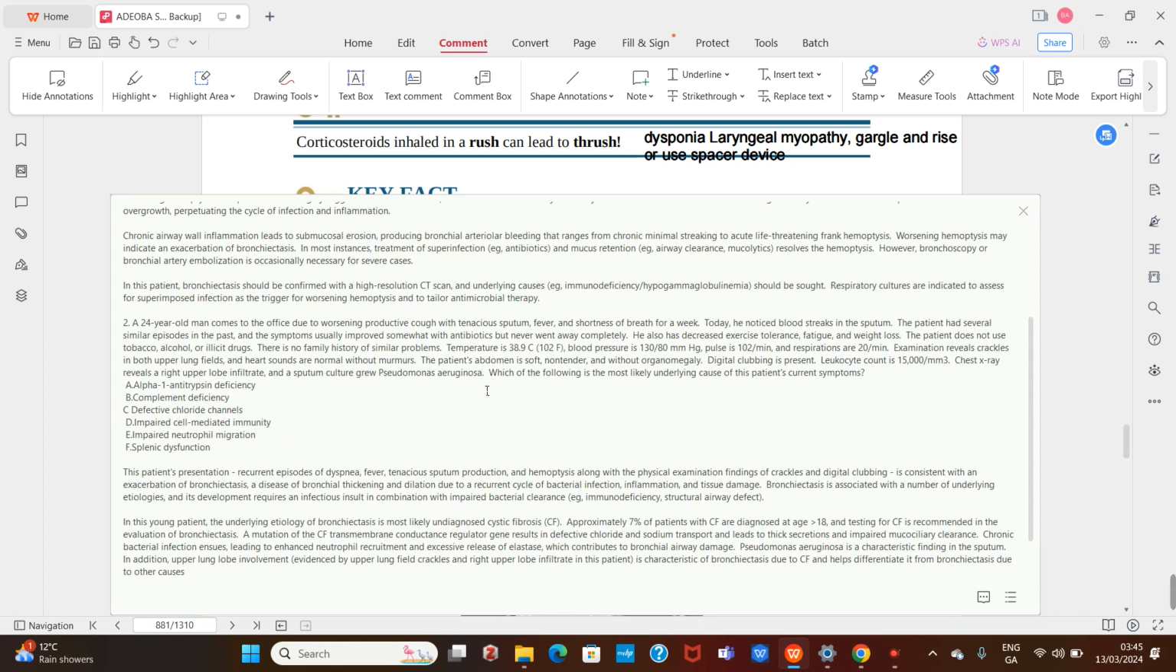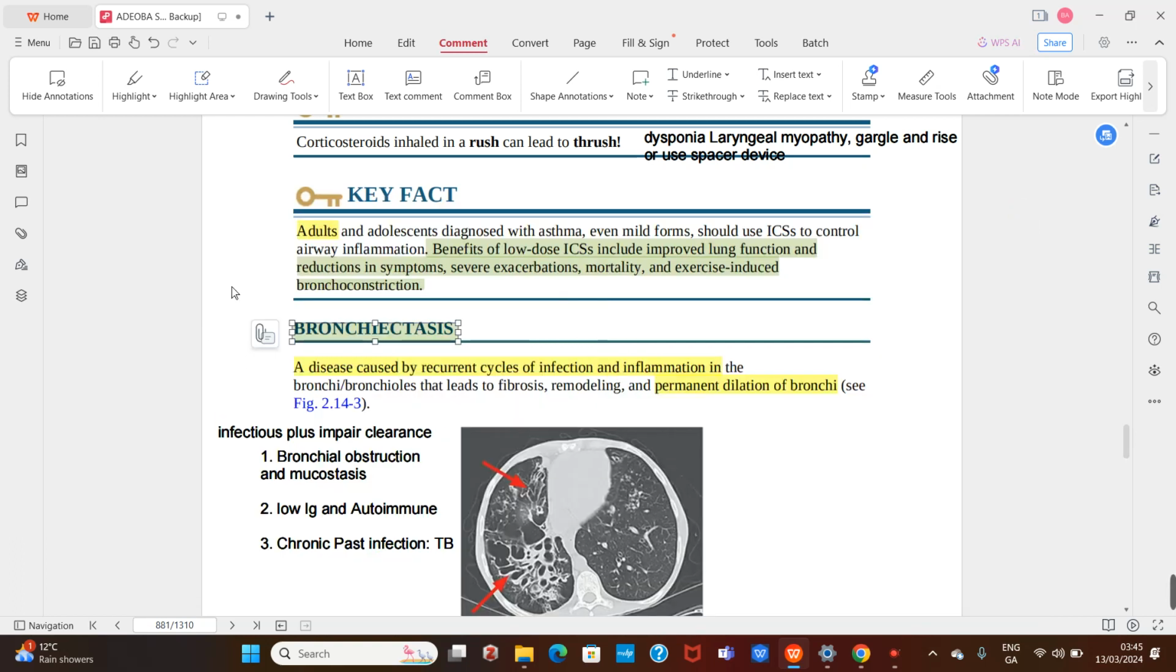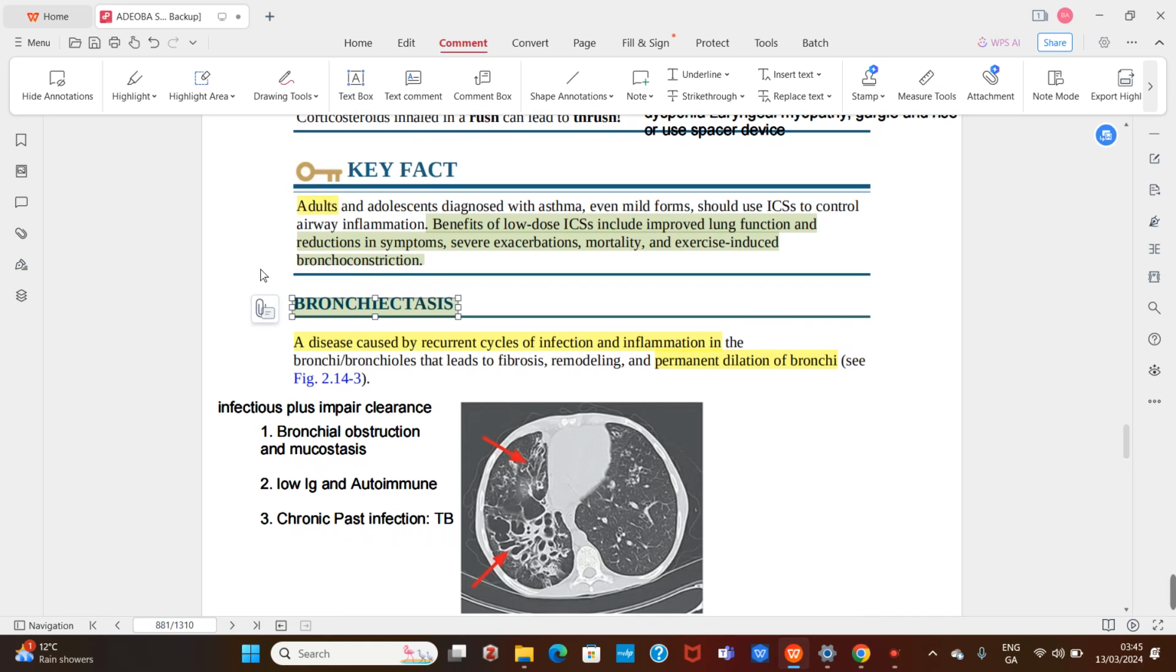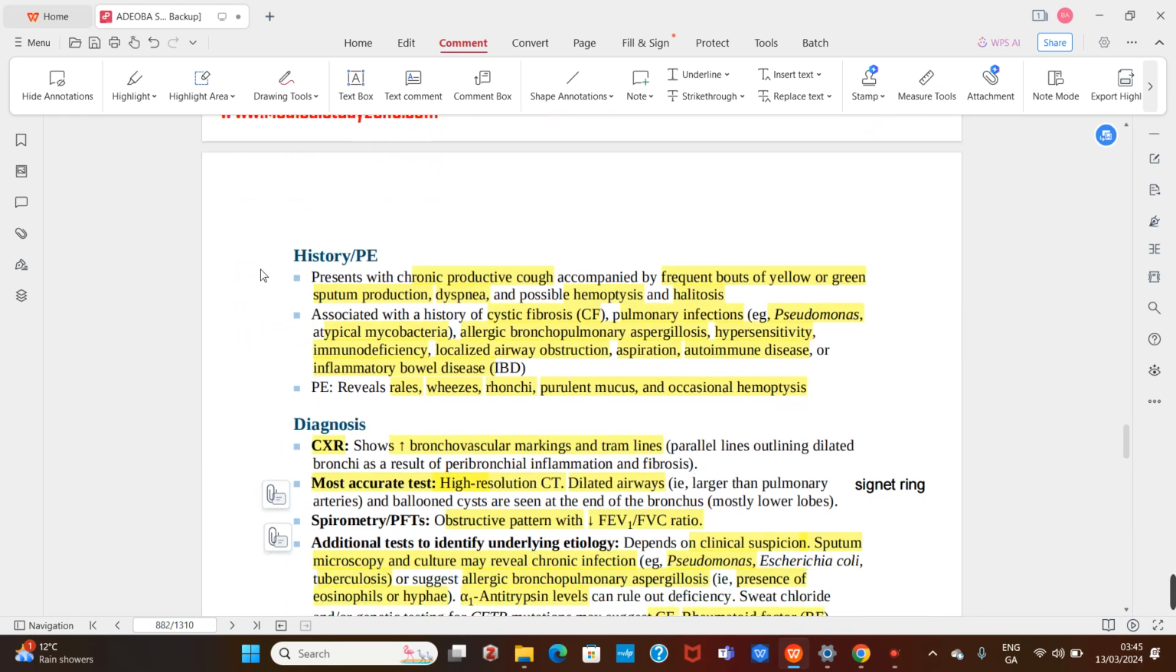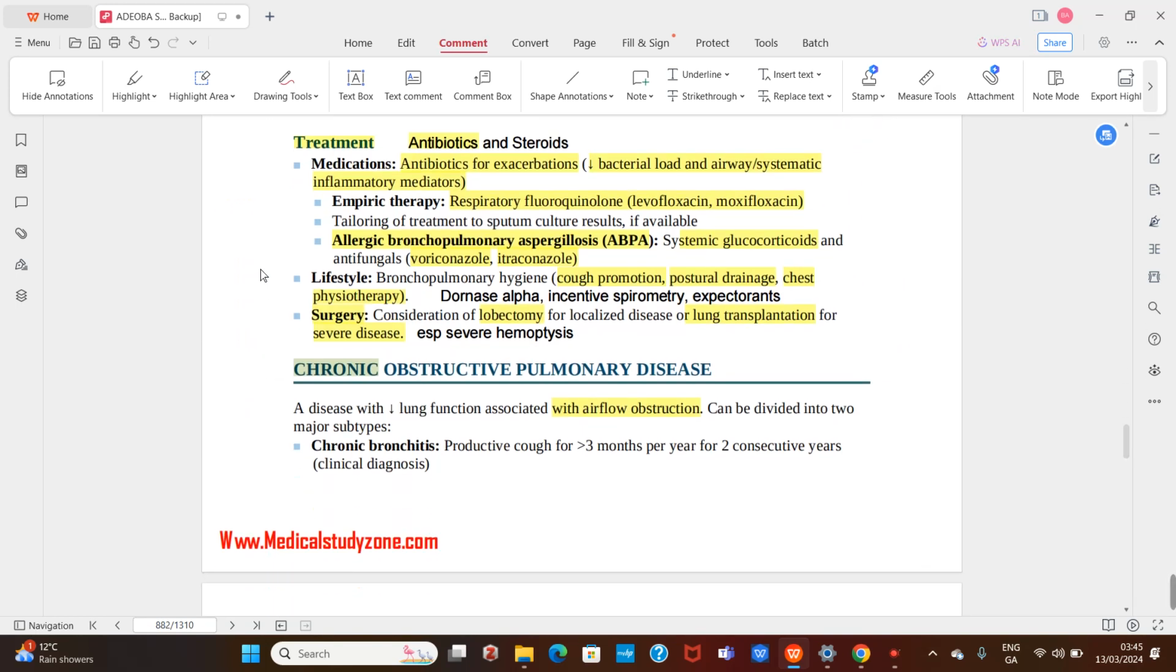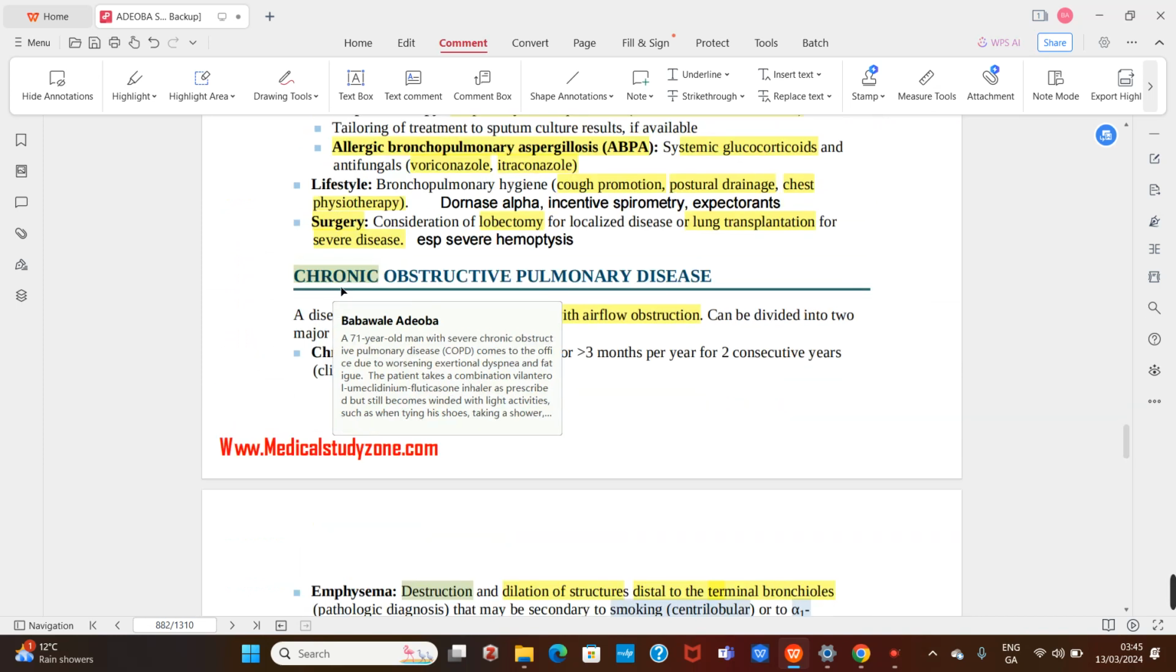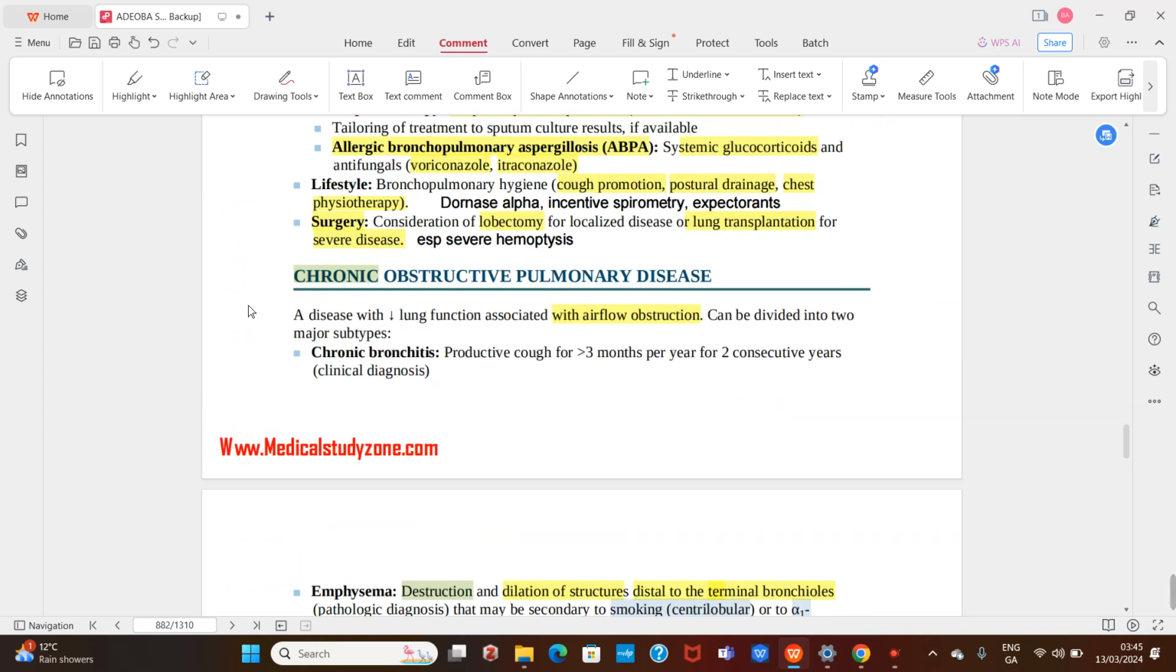I think this should be the hardest. The other ones are very straightforward. You don't even need to rack your brain too much. You just see the presentation, you pick your answer, you move. So bronchitis is very straightforward most of the time. So, moving on to chronic obstruction.